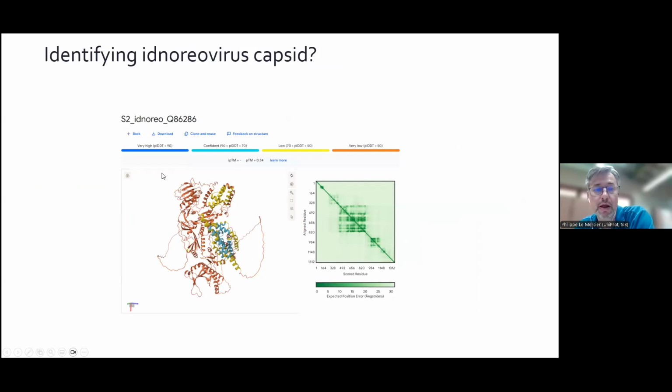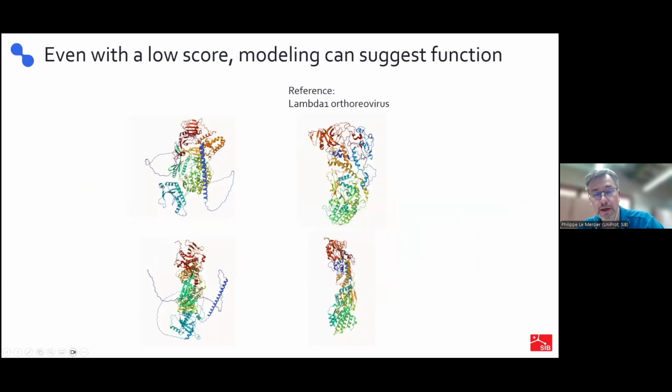For example, this is a segment 2 protein of reovirus, which has a very low score. You see, it's orange, really. And so the software is able to predict alpha helices, but how to assemble them together, it's a mystery to it. But if you look at the topology compared to a capsid protein, there is something that looks like the last alpha helix, a group like that.